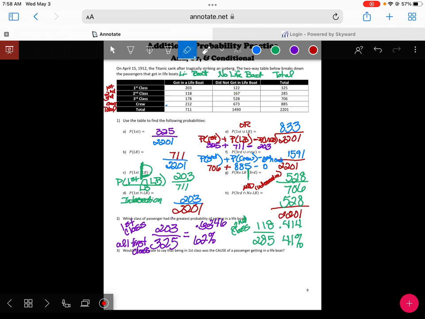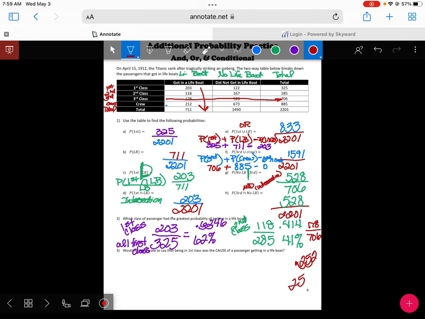And let's look at third class very quickly. Third class. How many of those made it into the lifeboat? The intersection, 178. Out of how many total third class were there? 706. Boy, you can tell that's going to be lower. And what number is that? 0.252. Change it to a percent.